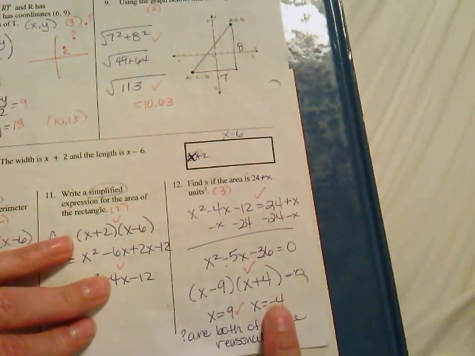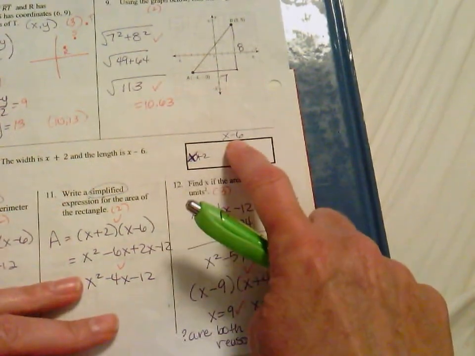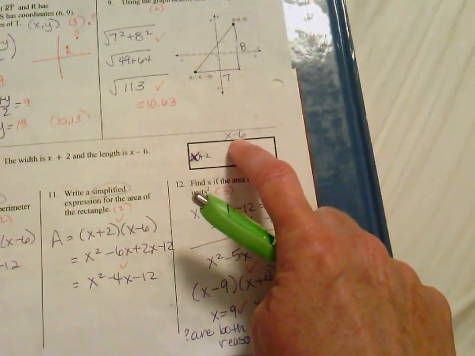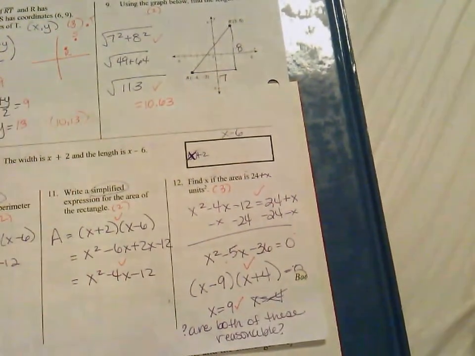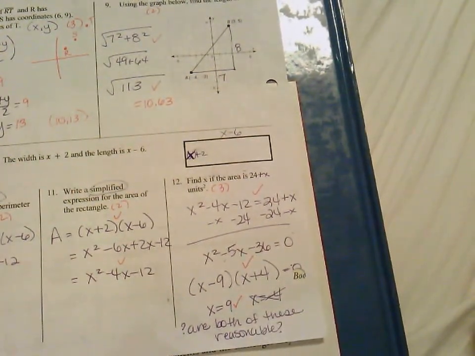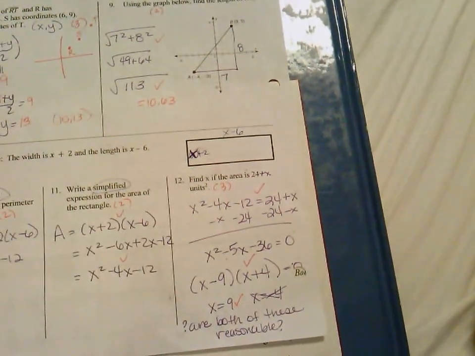Can I plug in negative 4? Negative 4 plus 2 is a negative side length. Not going to work. Negative 4 minus 6 is a negative side length. Not going to work. So x equals negative 4 is not a legit side length. 9 is the only length of x that's usable.